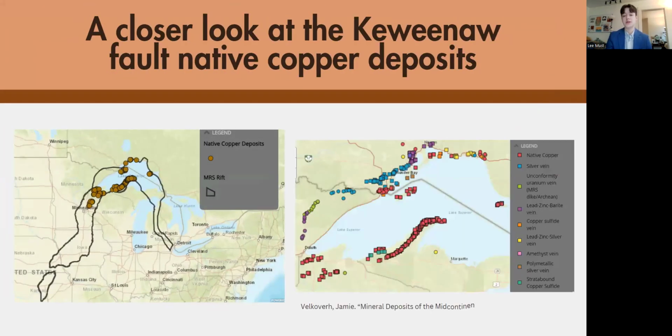So these two maps also just emphasize that the region of the Mid-Continental Rift, especially up around the UP and Lake Superior, is exceptionally rich in minerals. It shows just how much of the copper deposited by the Mid-Continent Rift system is in the UP itself, and emphasizes the sheer density for such a small area. It also shows the other minerals in the Lake Superior area, such as silver and lead and zinc and amethyst.